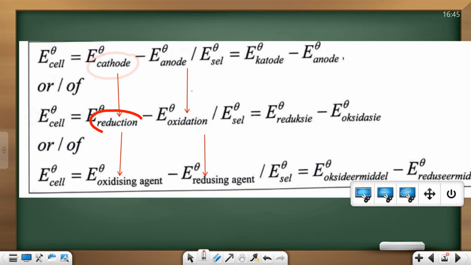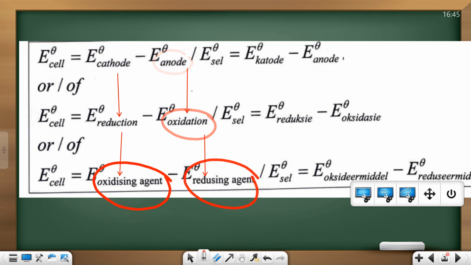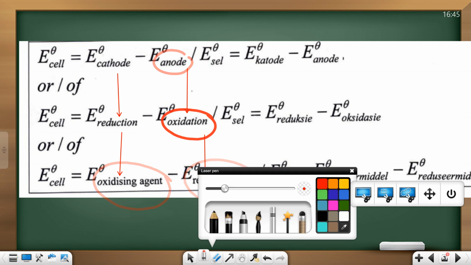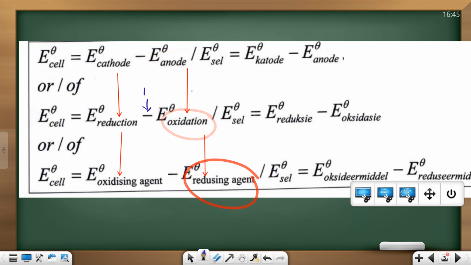What happens at the cathode? Reduction. What is reduced? An oxidizing agent. What happens at the anode? Oxidation. Right? Which one is oxidized? The reducing agent. What is the symbol for electron? It's an E. Okay? Let's create something nice out of this. If it's an E, what does the negative tell you? Loss. Mathematically, can we agree that there's a plus here? Okay? What does the plus tell you? Gain. And I know E stands for what?